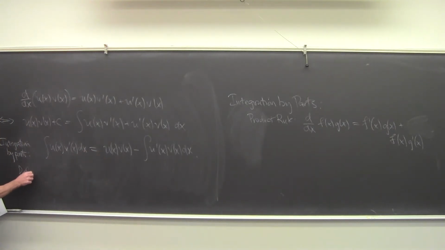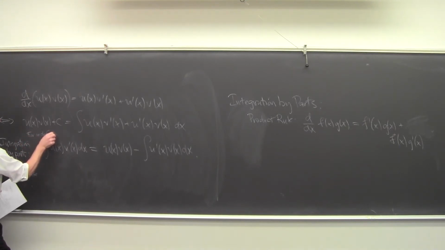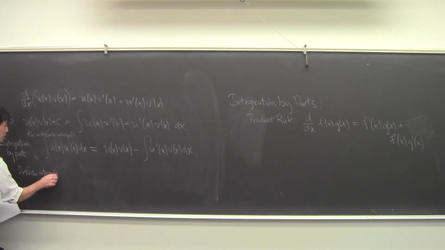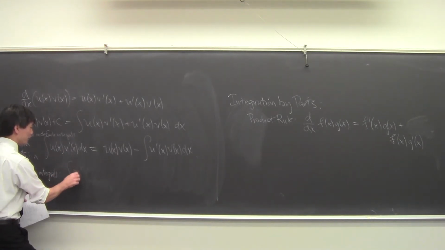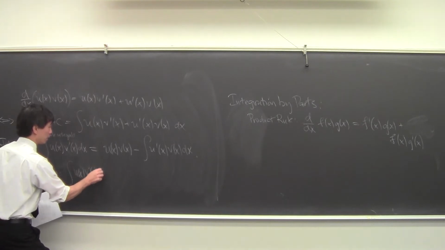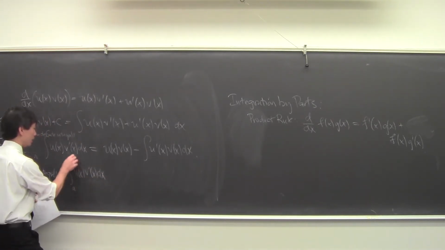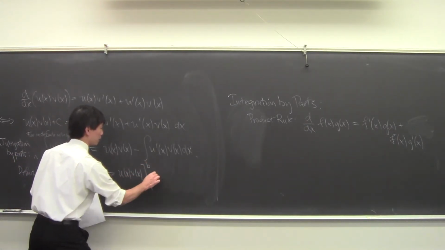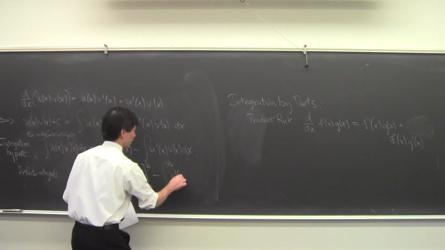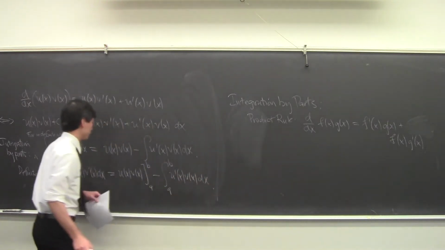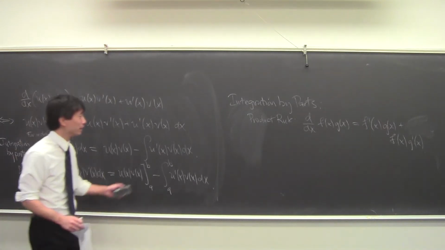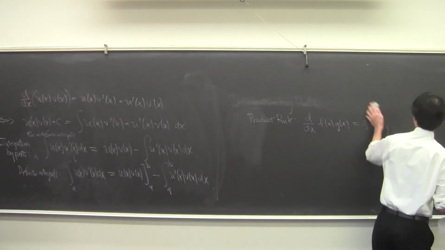There's also a definite integral form. So this is for indefinite integrals, but there's also a form of it for definite integrals. It's exactly the same thing. You're just taking definite integrals, so you evaluate the whole thing between two constants. Just make these guys definite integrals rather than indefinite integrals, and evaluate the thing between two constants, a and b.